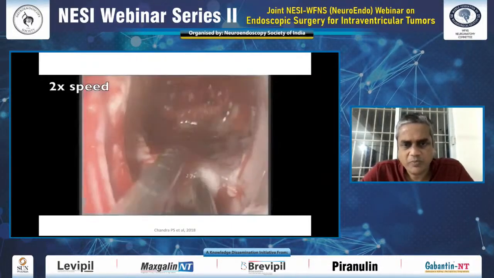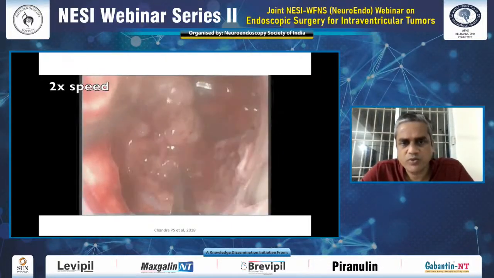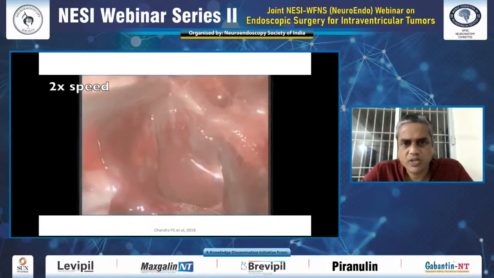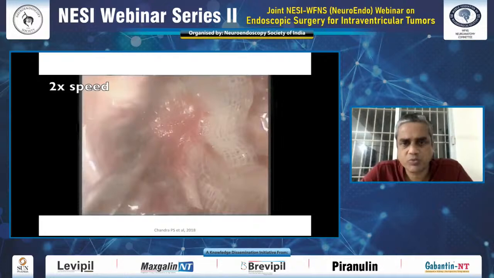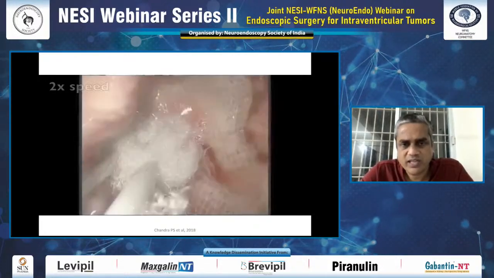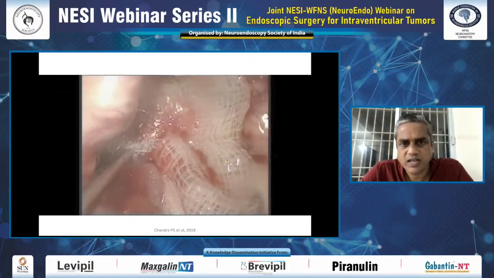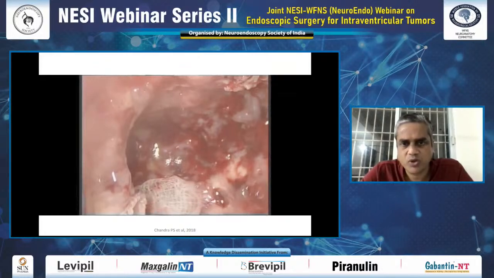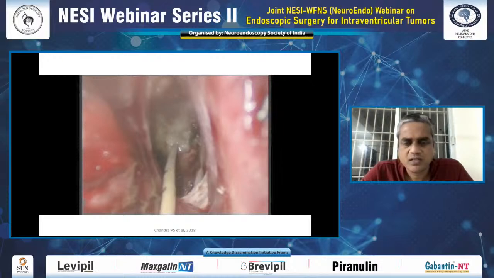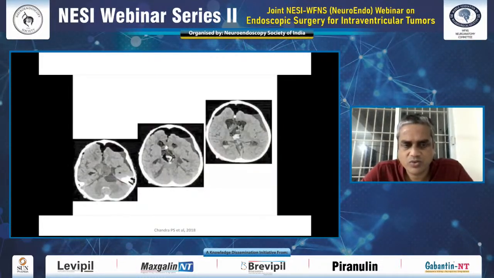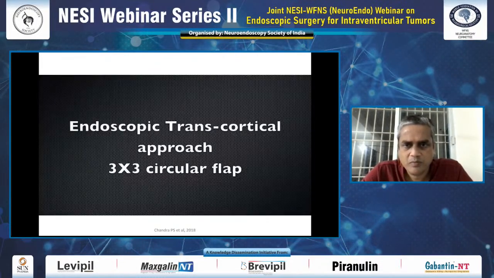Now, one of the small tips is instead of using cotton, I often prefer to use small wet gauzes because I find them really hemostatic, especially for large intraventricular tumors. Because the cotton gets soaked with blood and loses its power to absorb or keep the hemostasis on, whereas gauze has larger spaces, so it allows us to achieve good hemostasis.